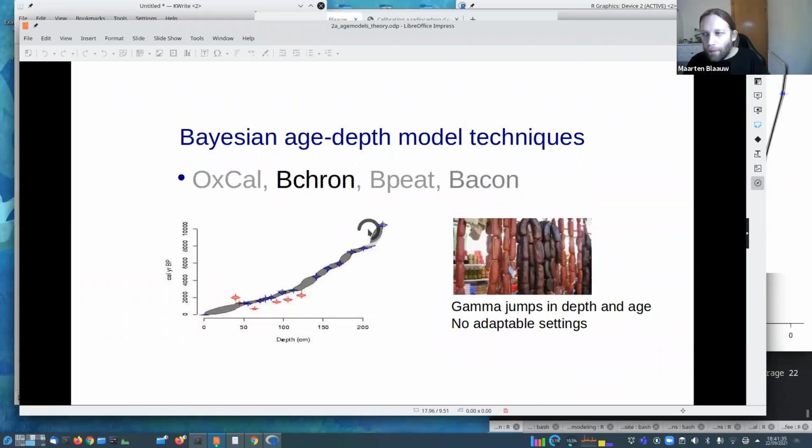Then we've got Bchron, which estimates jumps in time and in depth, and the jumps are random. The length of jumps is random, and in that way it produces a model which looks a bit to me like a string of sausages. I have nothing against sausages; goes well with bacon, but I think perhaps the uncertainty is sometimes a bit overestimated.